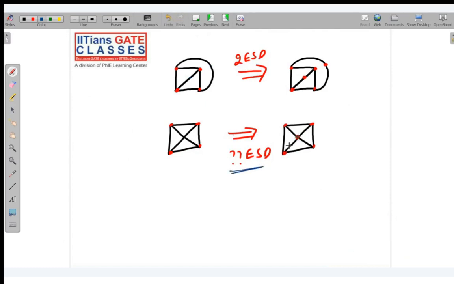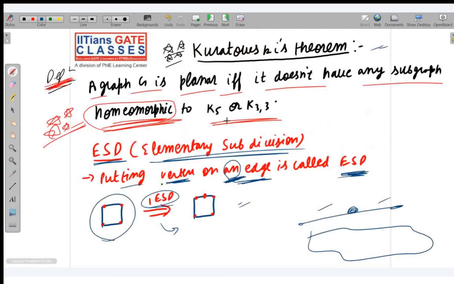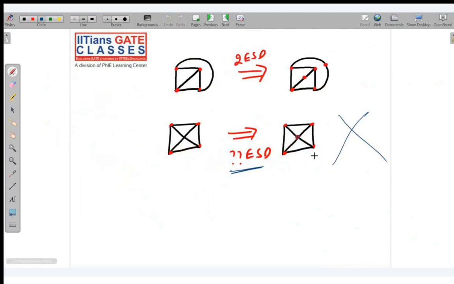I have put a vertex here, so obviously it is not an elementary subdivision. This is wrong. Why? Because I have put the vertex on two edges. On two edges it is not allowed. I have told you on one edge. Here we have two edges, so it is not an elementary subdivision. This is okay.